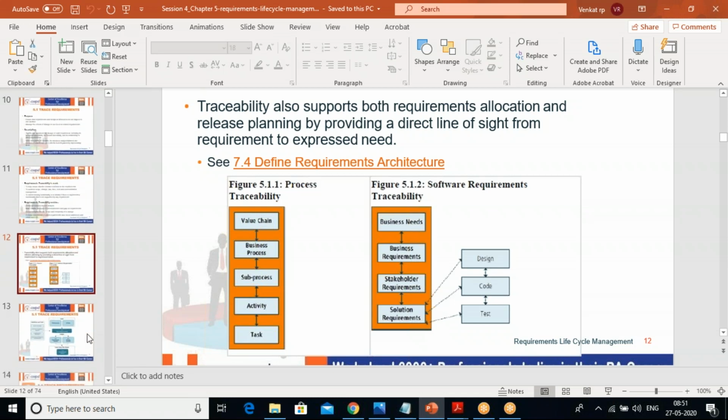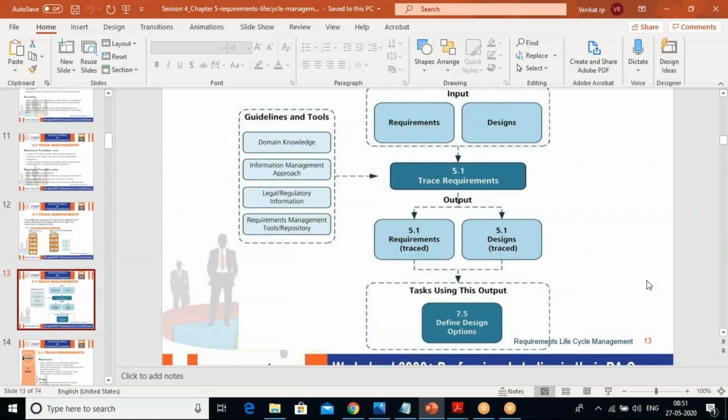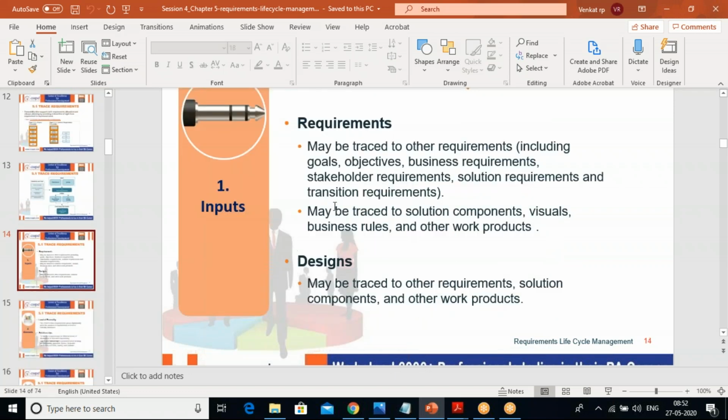Next, let us go to trace requirements. Trace requirements takes requirements and designs as inputs. We will trace the requirements, and the output would be requirements traced and designs traced. How we are going to do this task is under the guidelines: the domain knowledge, information management approach, legal and regulatory information, and requirements management tools or repository. All this is considered, and then we are going to do it. And the inputs are the requirements and the designs.